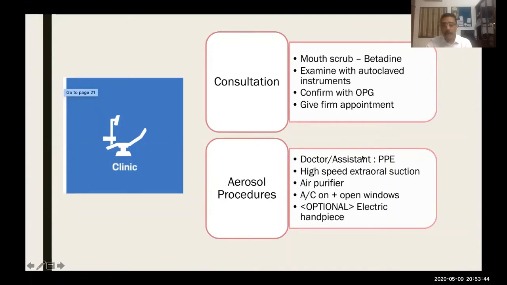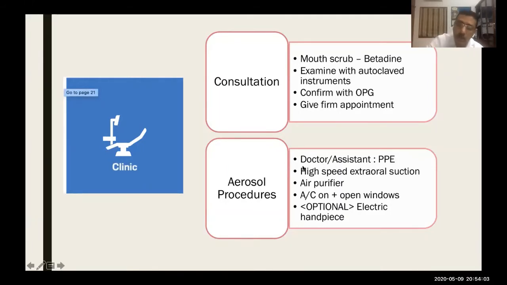for the doctor and the assistant, apart from the scrubs, you have a disposable apron, or you can have an autoclavable apron. On top of it, a face shield which will cover up to the neck. Definitely a head cap is required if you're going to do a procedure, because there will be aerosol.